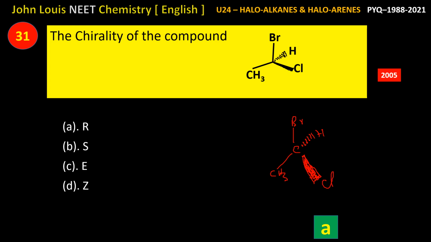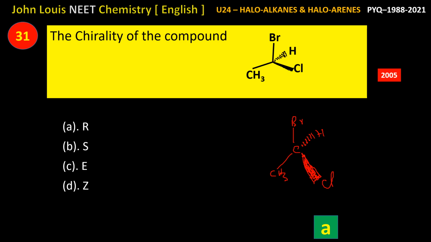That is, the bromine and CH3 with a normal line are on the plane of the board, and the hydrogen is projecting backward, to the back side of the board. And then this carbon-chlorine bond is projecting towards us, in front of the board.